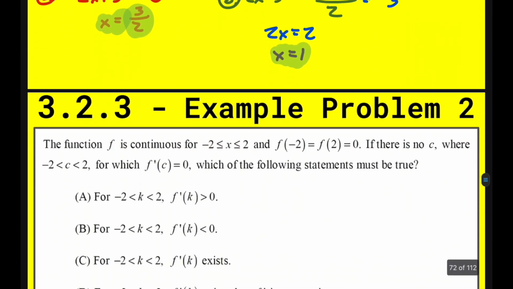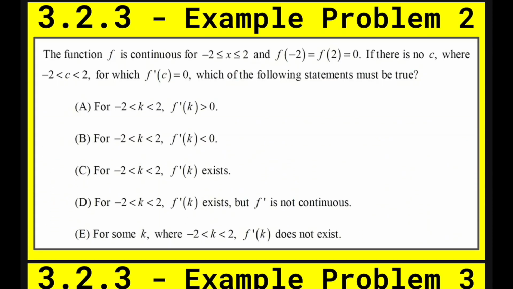Okay, onward we go. All right, so for this one, it says the function f is continuous. It doesn't say it's differentiable, though, so that's important. From -2 to 2, the slope of the endpoints, it looks like it's going to be 0 because they're both at 0. Okay, I'm going to graph that out so it makes more sense. It says there's no c where the derivative is actually equal to 0, which is weird because the endpoint slope is equal to 0.